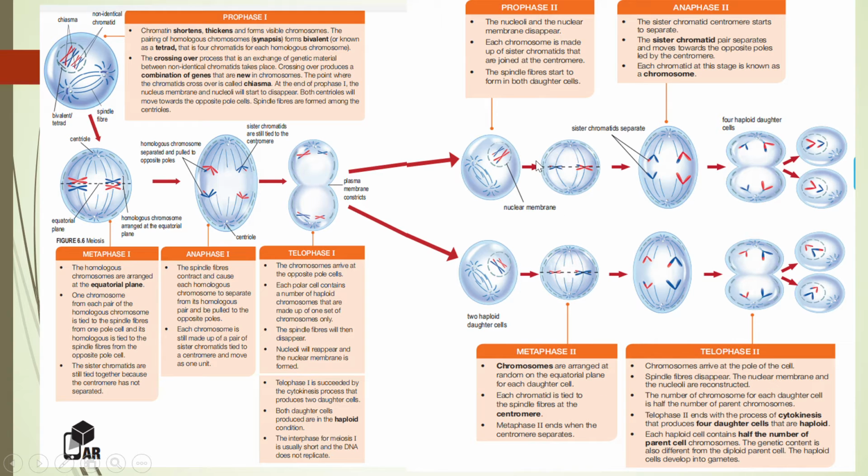So you have to draw dotted lines. So notice that these chromosomes here, one is shorter, the other one is longer. They are not homolog to each other.